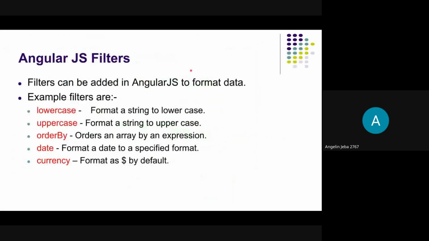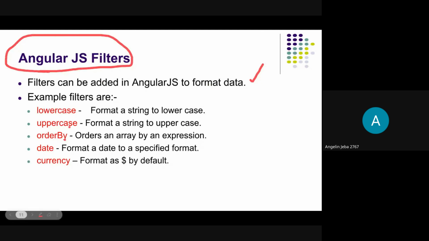So AngularJS has some filters also. What are the filters? The filters can be added to AngularJS to format data. What are they? Lowercase, uppercase, order by, date, and currency. So lowercase formats a string to lowercase, uppercase formats to uppercase, order by orders the values, date formats the specified date, and also currency.